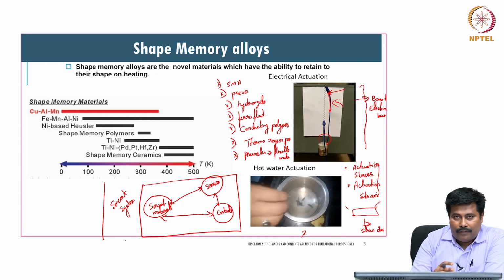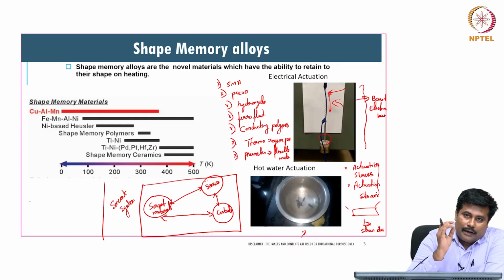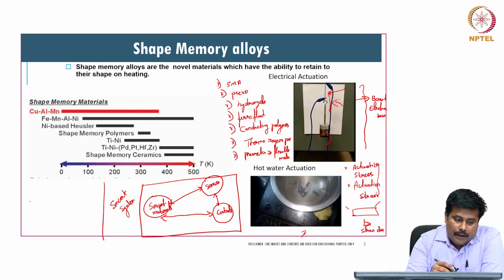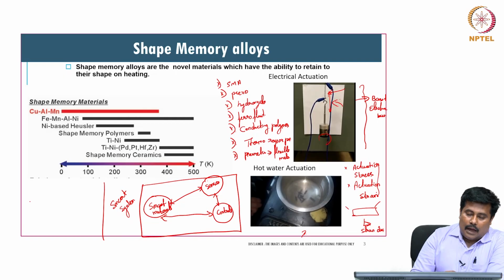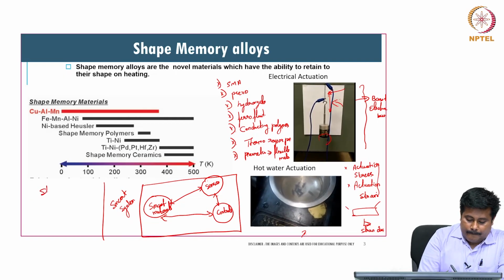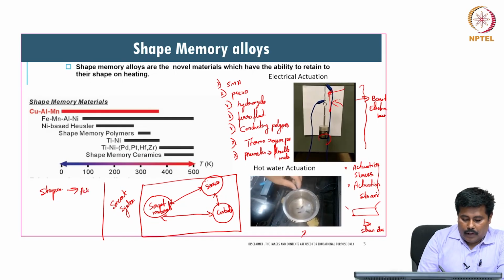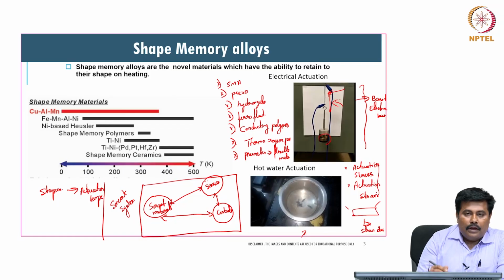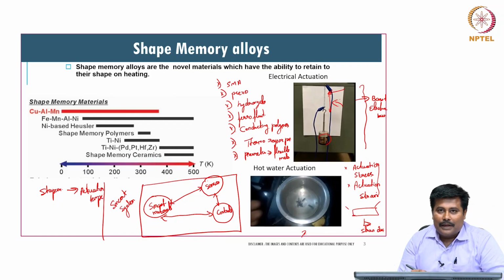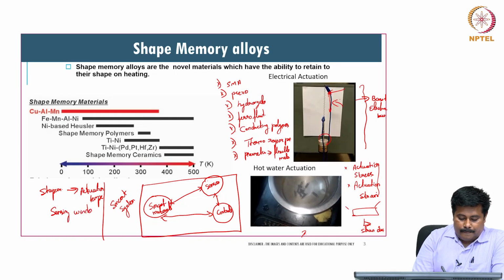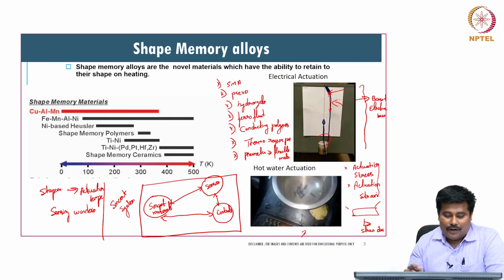Based on the type of the actuation, we try to select the shape memory alloys based on our requirement. Ideally, these shape memory alloys are classified based on the actuation temperature if you are considering it for an actuator application, or based on the sensing window if you are considering it for a sensor.